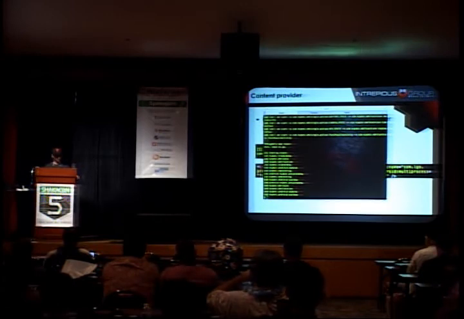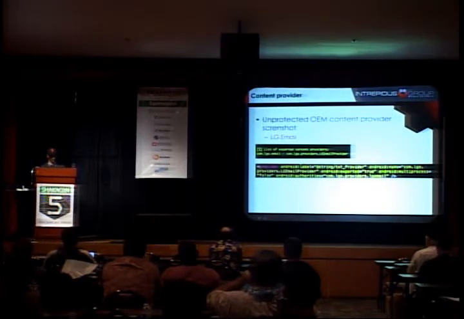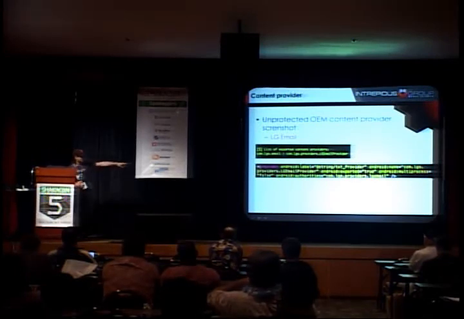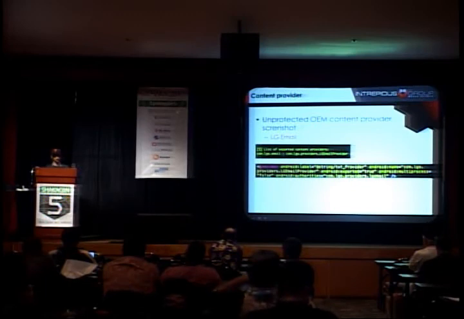All right. So we'll look at some of the things that this tool found. We'll start with content providers. I ran it on this LG device, and it found this unprotected LG email content provider. In the manifest, it looks like this. You can see Android exported equals true, and then you can access the content provider from there.